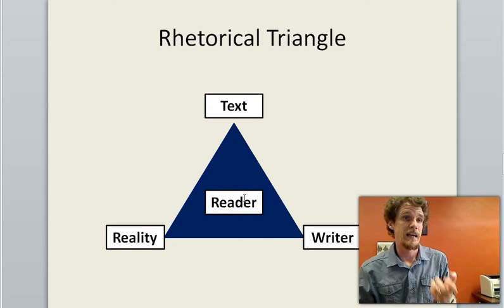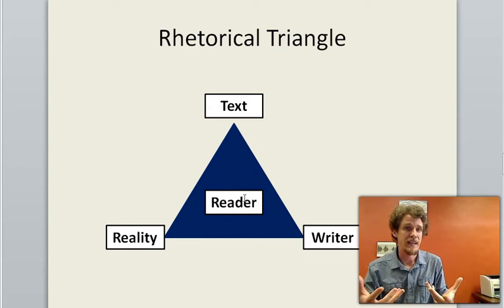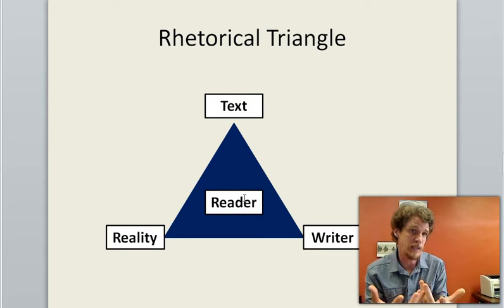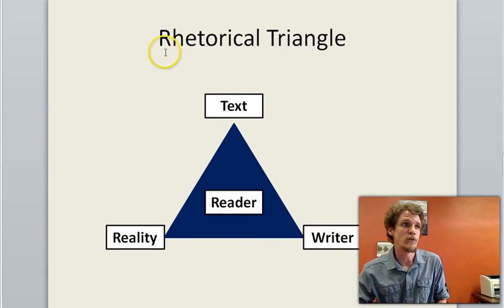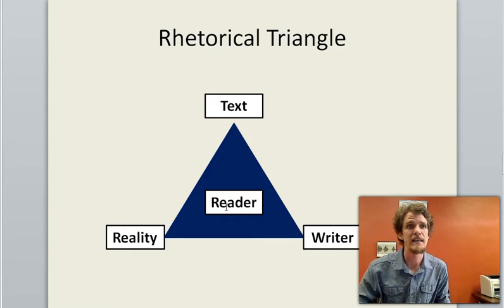So the reader in the rhetorical triangle is the one that has to be persuaded to do something. And so, again, in rhetoric, the point of all of this is to get into the reader's head and create something that hopefully they will use or want to use.